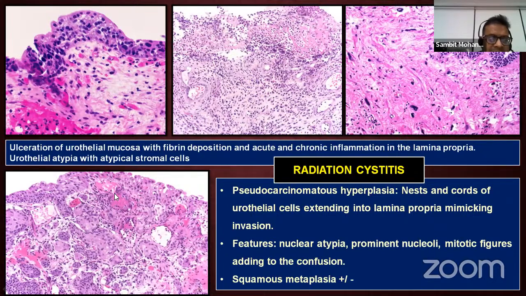There's another area showing this giant cell reaction, squamous metaplasia of the lining, and maybe keratin sometimes. And the stroma has a lot of these bizarre cells with elongated nuclei. They look like symplastic leiomyoma with a lot of pinkness to the cytoplasm, irregular nuclear membrane, holes within the chromatin. So these are all the features of a radiation cystitis, where you see pseudocarcinomatous hyperplasia, nests and cords of urothelial cells extending into the lamina propria, mimicking invasion. Then you have nuclear atypia, prominent nucleoli, and mitotic figures adding to the confusion.